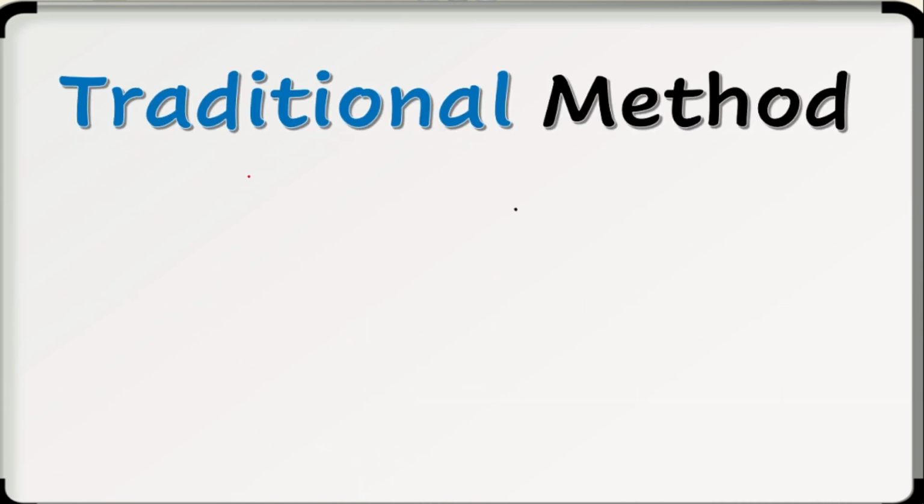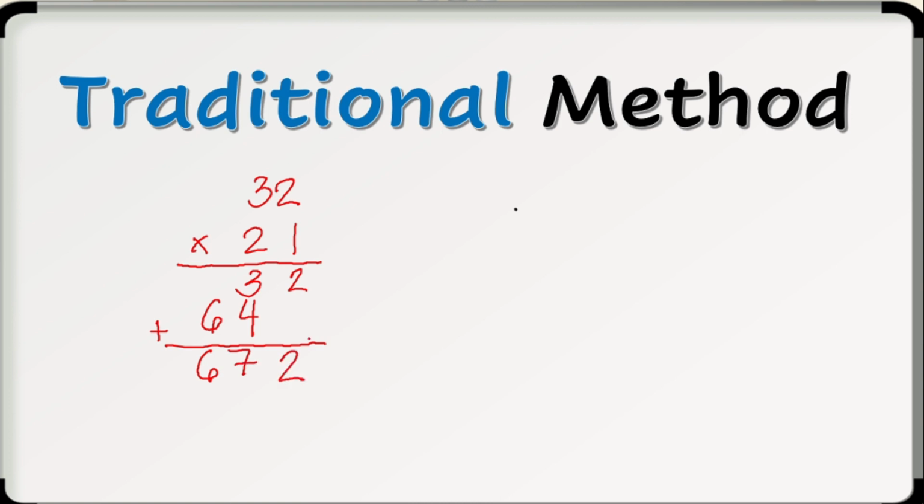Another way of multiplying is by using the traditional method. Recall that to multiply 32 by 21, we need to align it digit by digit. Then, we multiply each bottom digit to the top digits, starting from the ones place and then to the tens place. And that is 1 times 2 is 2, 1 times 3 is 3. Then, 2 times 2 is 4, and 2 times 3 is 6. Then we add them, so we have 672.